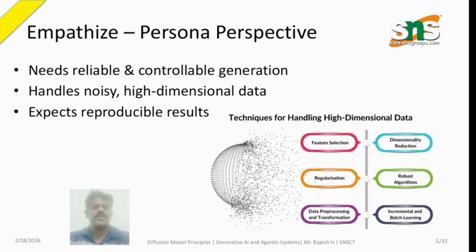So let us take the empathize process, where we need to create a reliable and controllable generation of data which handles noisy and high dimensional data, and it has to reproduce the results again and again. If you look at the diagram, it explains how high dimensional data can be perceived. The features have to be selected, then it has to be regularized with robust algorithms, then there will be incremental or batch level learning. So the transformation of data and the pre-processing. Finally, the dimensional reduction, which makes the results more accurate.